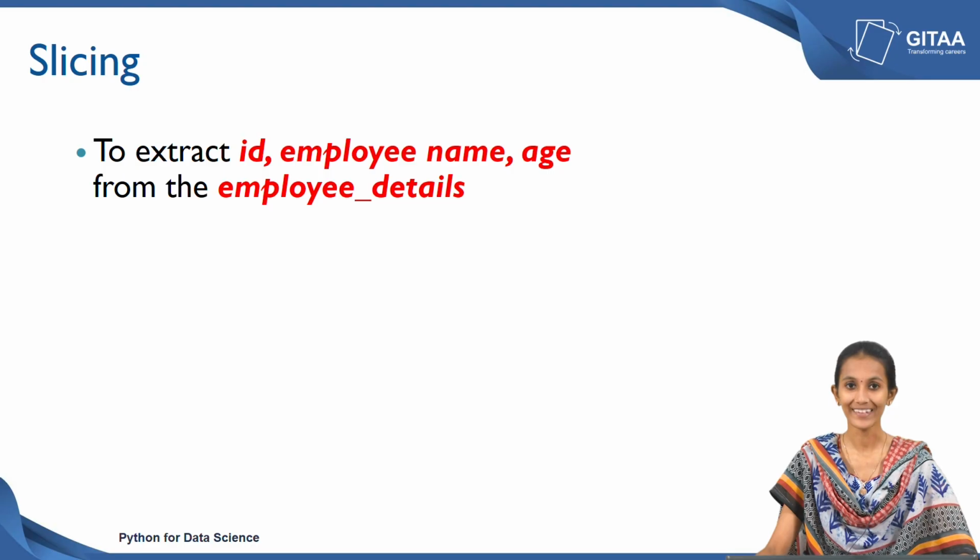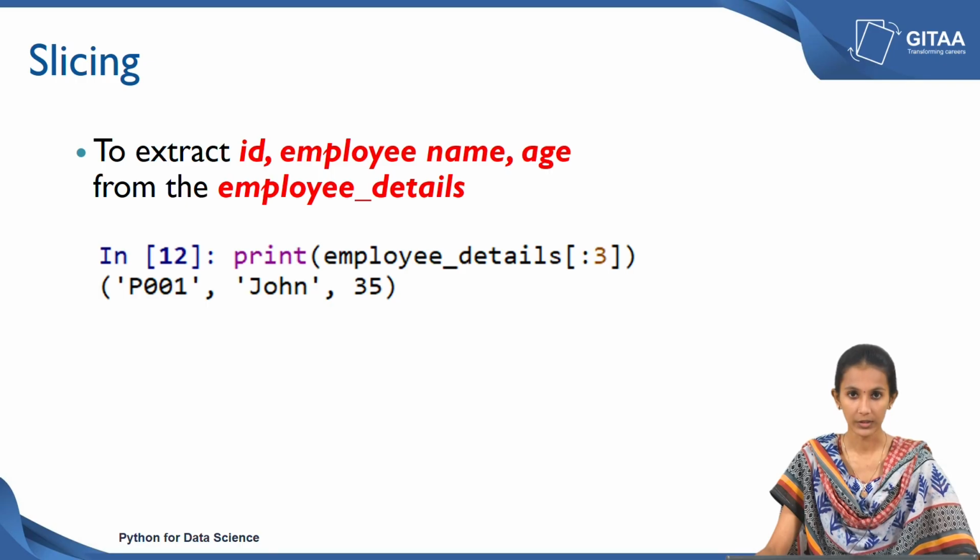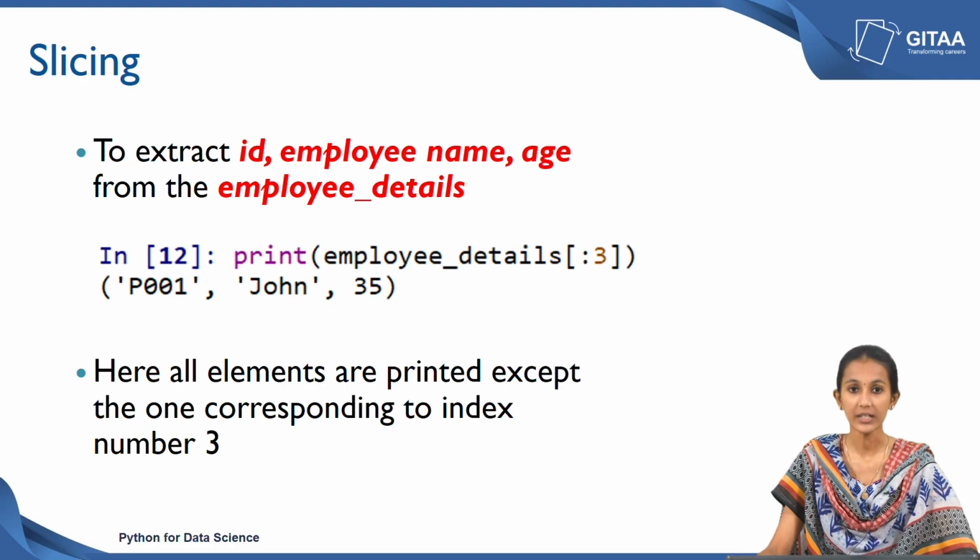Let us say I wanted to extract ID, employee name and age from the employee_details. We have 4 elements, right? ID, employee name, age and salary details. But I wanted to extract only 3 elements. So if you give print of employee_details within the square brackets, colon 3, it will print the ID, the employee name and age values. The ID will have P001, John and the age value which is 35. All the elements will be printed except the one corresponding to index number 3. So it will be 3 minus 1, and the elements will be printed till the index number 2.